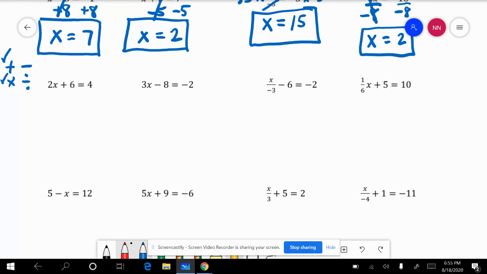So looking at our next one, this says add 6, so we know that we're going to subtract 6 to get rid of it, to isolate our variable. So we have 2x equals negative 2. We continue to get the x by itself. This is multiplying, so we're going to do the opposite operation, and we're going to divide by 2. The 2's cancel, so we isolate our variable. Negative 2 divided by 2 is negative 1.